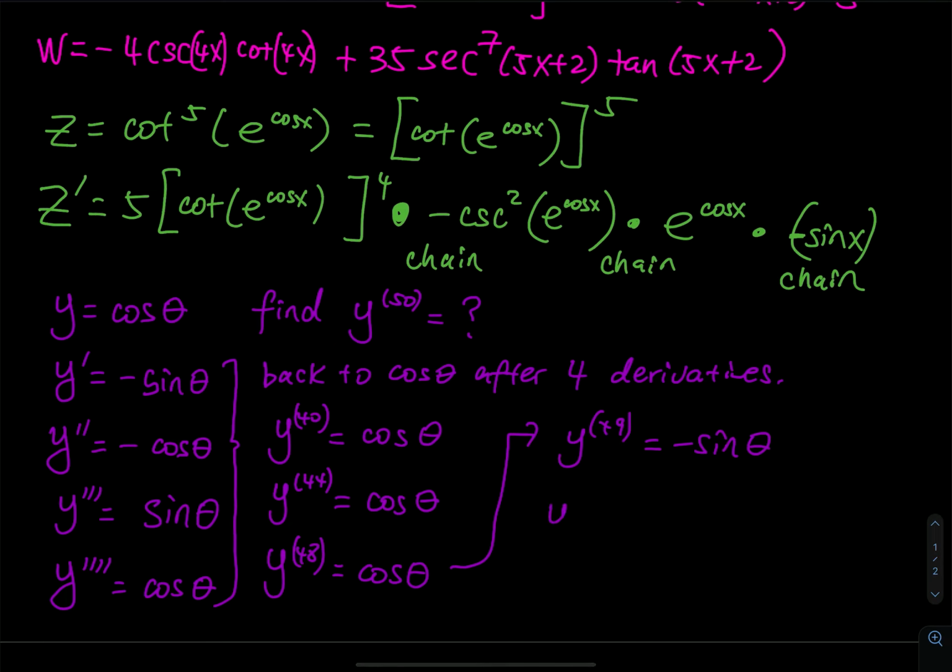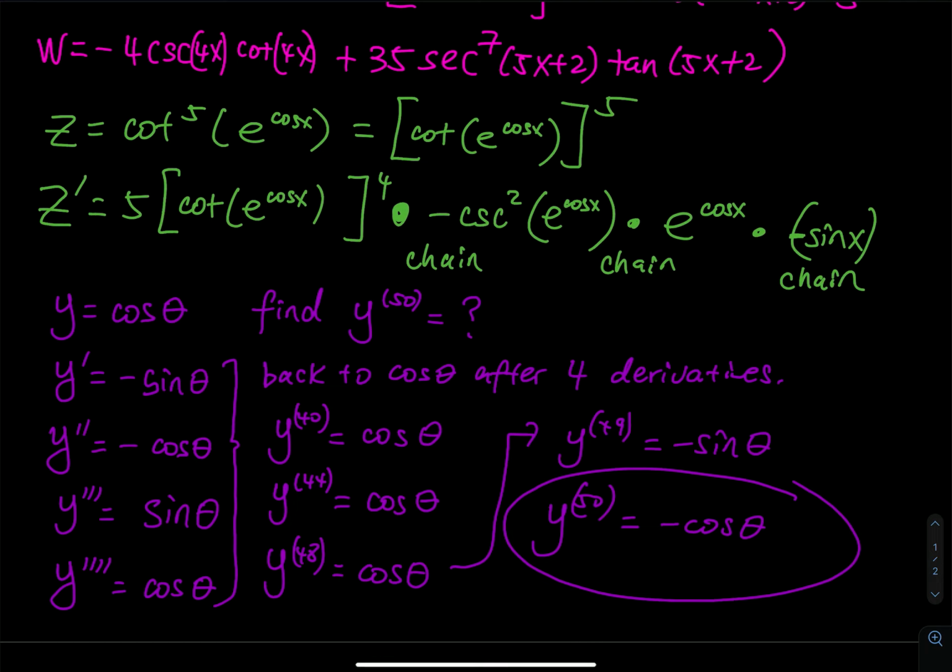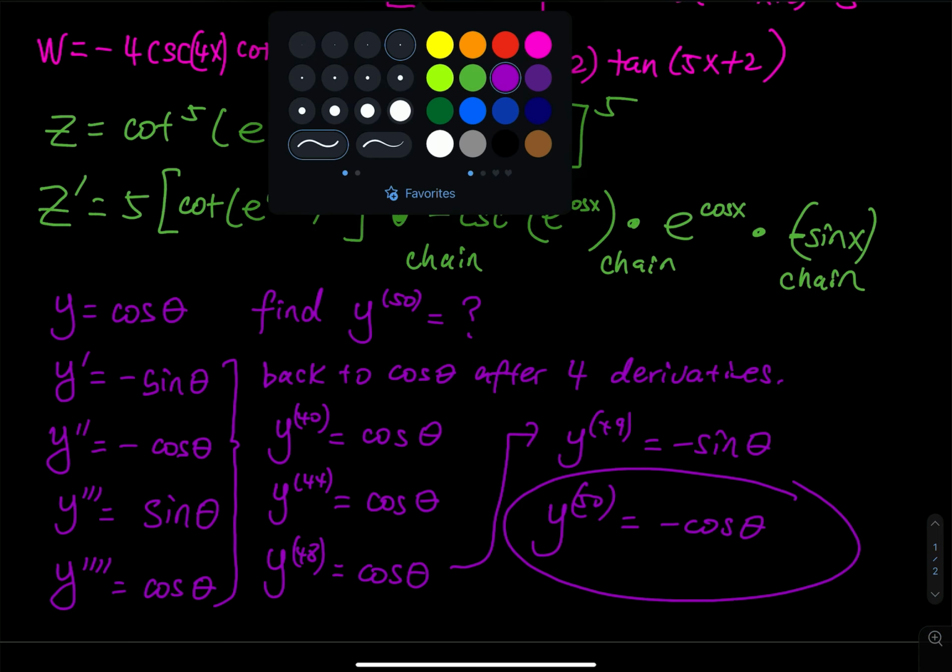And then the 50th derivative, that is equal to what? That is equal to negative cosine of theta. So the answer is right over there. All right, we are trying to catch the sequence. How about, let's practice a sine. Okay, so let's switch to another color.